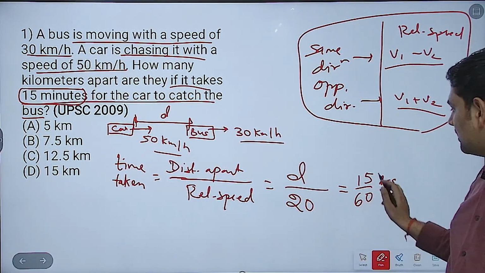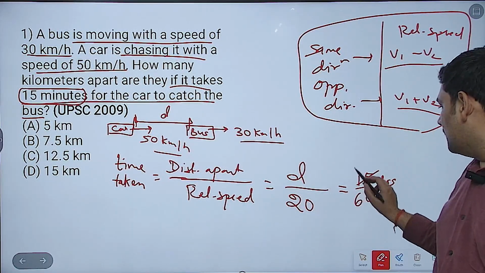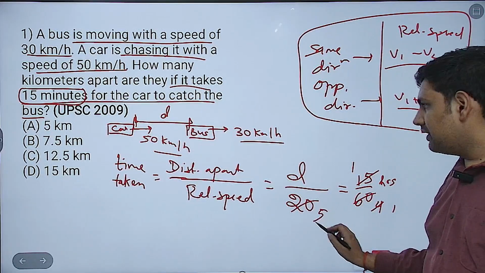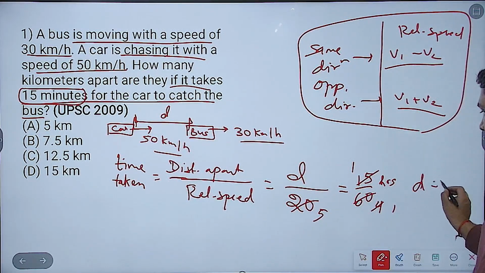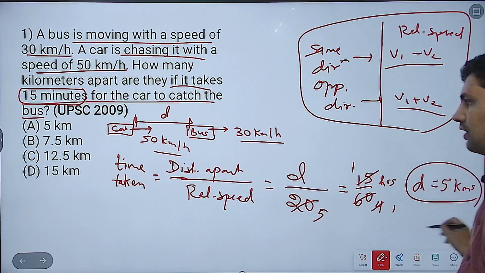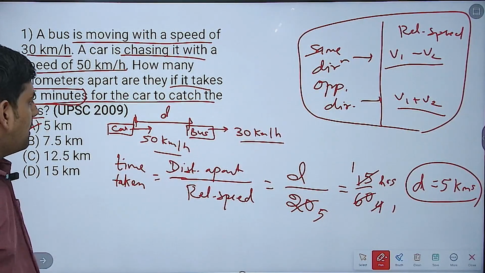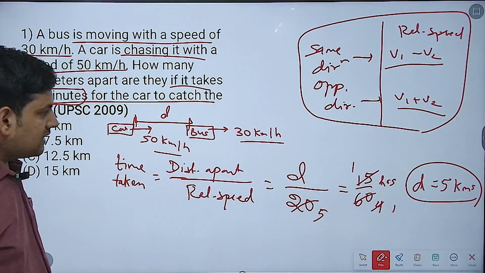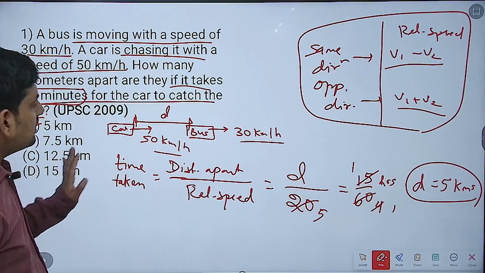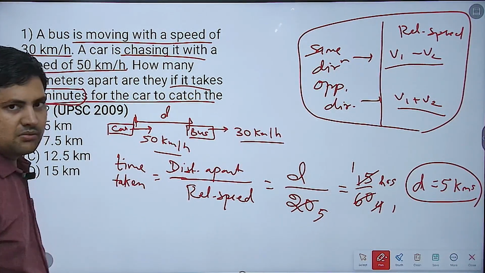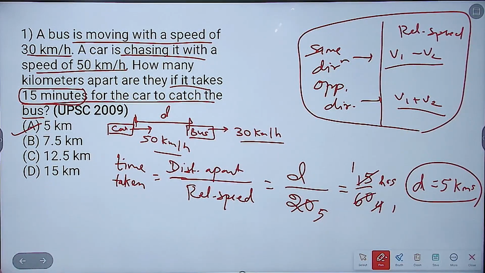How many times will this go? This will go one time, this will go 4 times, then one time, this will go 5 times. What you got is d is equal to 5 kilometers. That's it. So the distance came out to be 5 kilometers. So the distance between them is 5 kilometers, and it will get covered in 15 minutes. Understood? Then next.